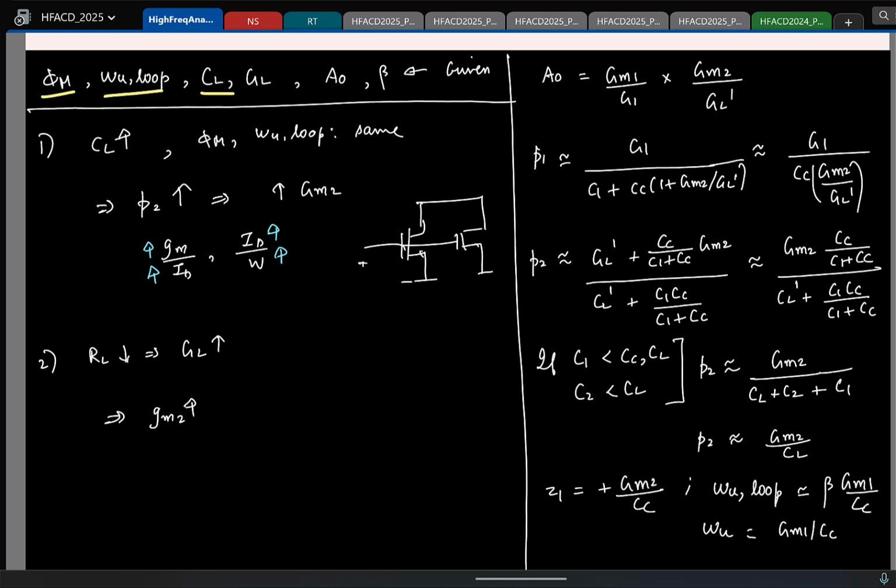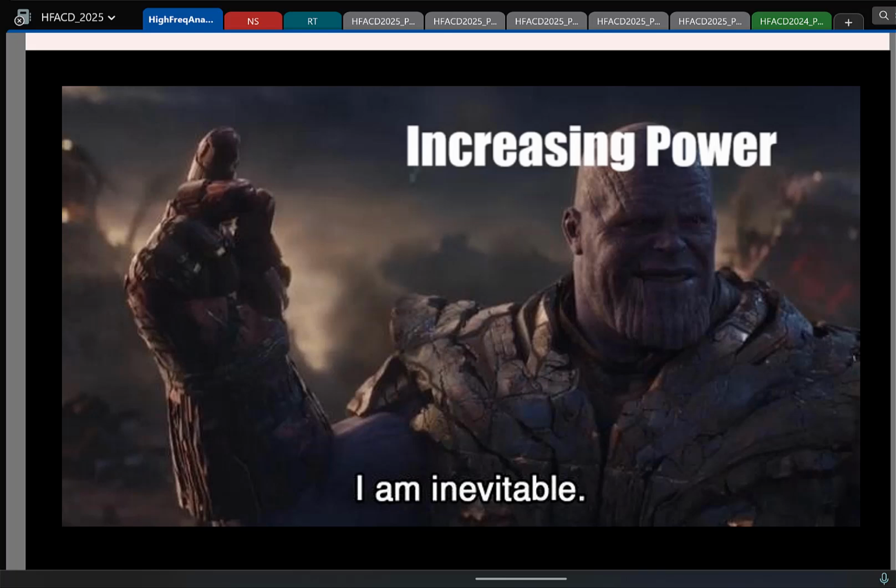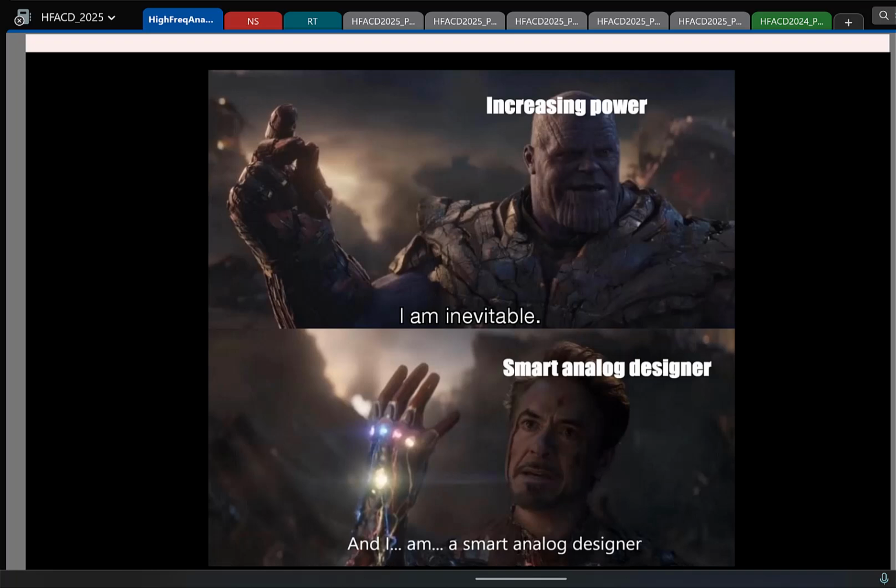And in general also, you'll find that this notion of increasing power will help you solve half the problems. Just like in Avengers, when Thanos snapped his fingers, half the problems disappeared. Even here, if you go and increase power, half the problems typically disappear. But just like in that movie, this was not the most optimal solution. In circuit design also, that is not the optimal solution, because if you are a smart analog designer, you will come up with new, better techniques to counter this. But typically, you will find that the brute force solution for a lot of problems is to go and burn more and more power. That will help you solve a lot of problems.